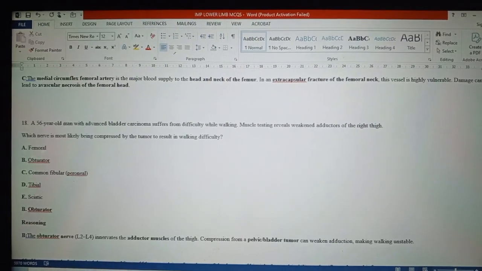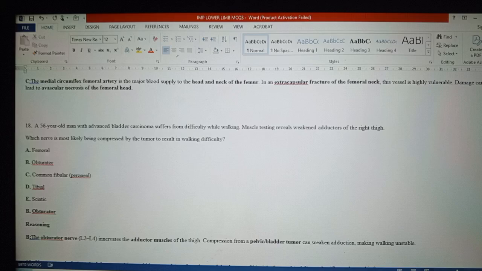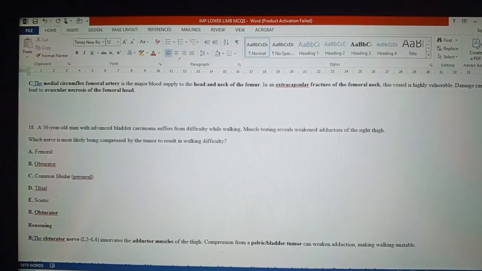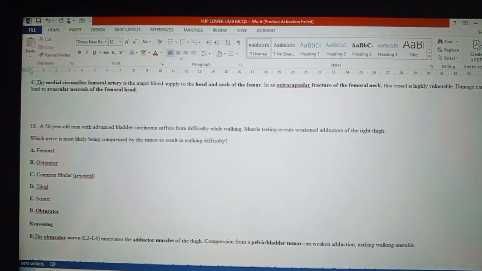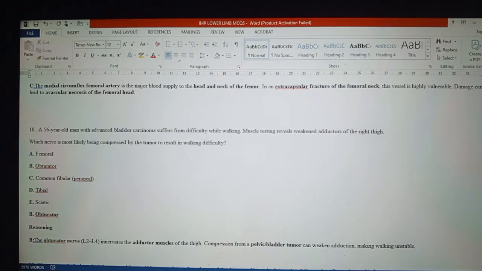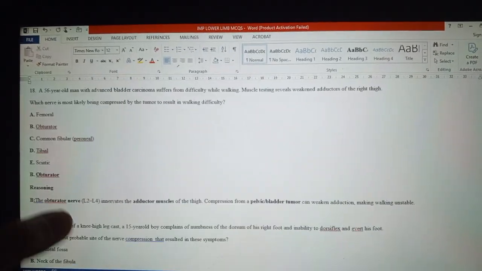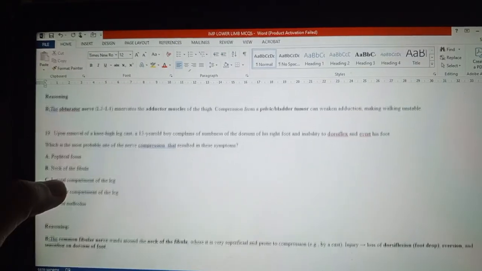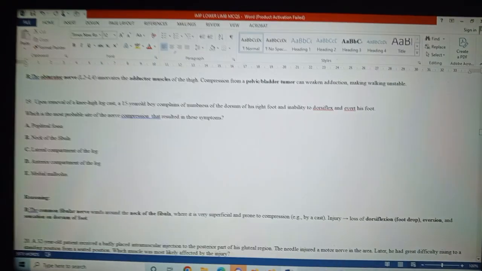L2 to L4 that innervates the adductor muscles of the thigh. Compression from a pelvic bladder tumor can weaken the adduction, making walking unstable. So 3 MCQs can be made by this scenario or this question. Okay, keep that in your mind.